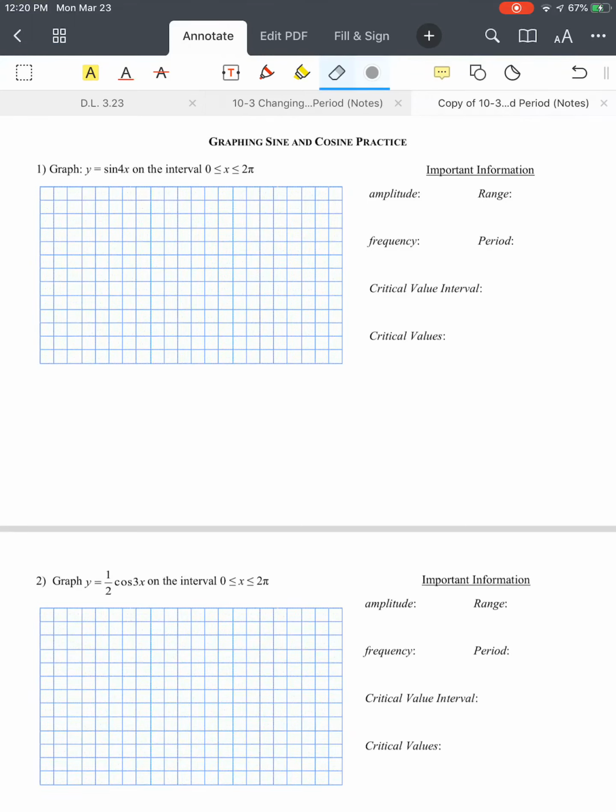Hi, it's Miss Sinclair. I wanted to go over the question that I gave you for practice on Monday. So it was y equals sine 4x. So let's talk about some things.